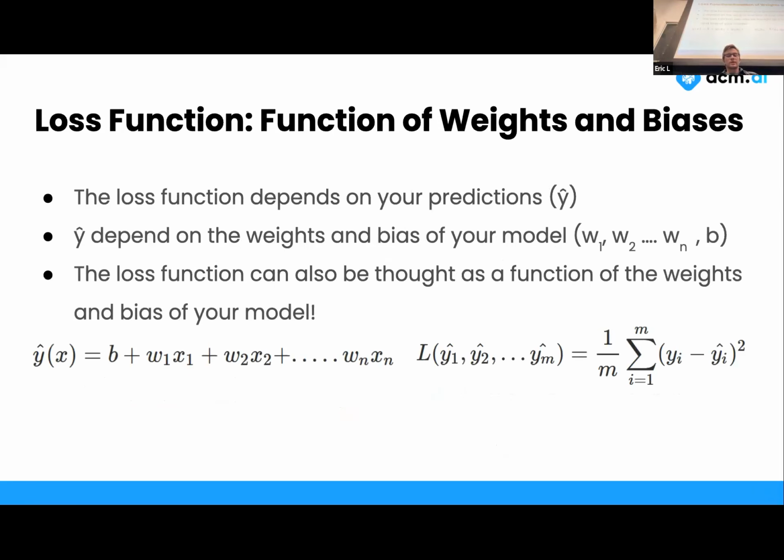Really, the loss function will depend only on our predictions. And of course, our predictions depend entirely on the weights and biases that we have used in our model. Again, it can be thought of as a function of weights and biases within your model. And as we go forward, we will introduce some new notation to reflect that.